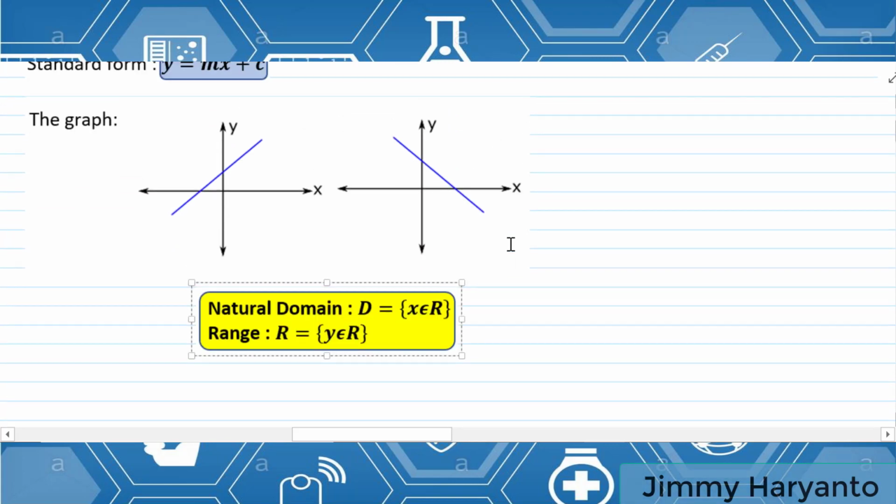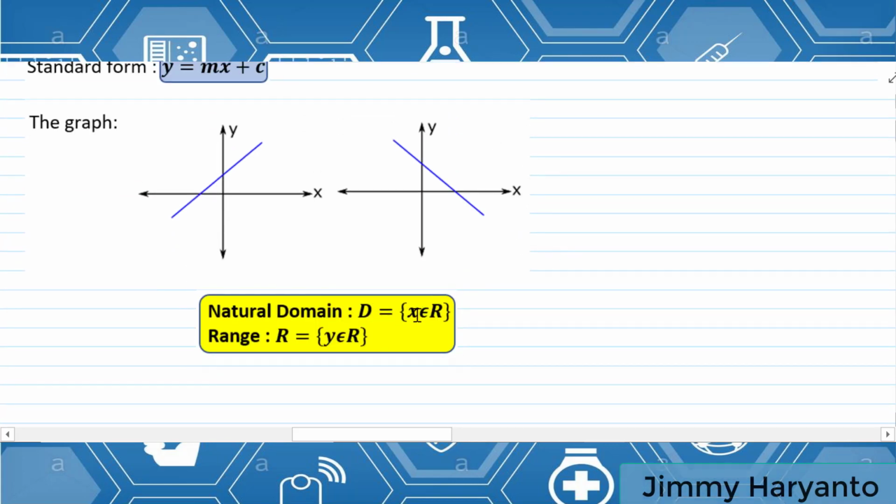For this one, the domain will be x ∈ R. What is the meaning of x ∈ R? R stands for real numbers. It means all of the numbers are elements of x. So all of the values of x are covered by the graph, by the line. What about the range? Take a look at this. Range equals y ∈ R also, because all values of y can be covered by the line. This line continually goes to the top and continually goes down, so all numbers are covered by the line, so we can say range equals y ∈ R.